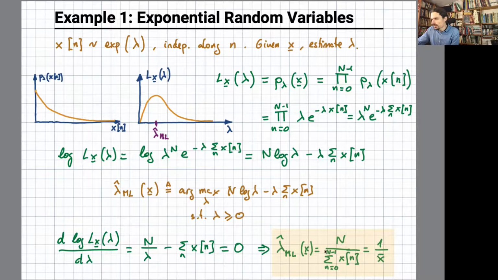So this can, of course, be written as 1 divided by the sample mean or average, just by dividing numerator and denominator by n. Okay, so this estimator really makes sense, and the reason is that if we remember from probability theory, the mean of an exponential random variable is precisely 1 over lambda, right? So it makes sense that the maximum likelihood estimator is 1 over the sample mean, okay?